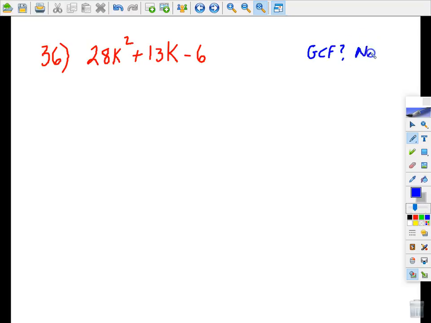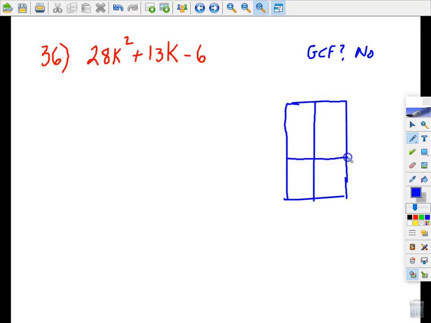Doesn't look like it, so I'm going to say no. Okay, so let's create our little box, and hopefully you'll practice this enough to where this will be really easy. It comes in handy when the factoring gets a little tough.